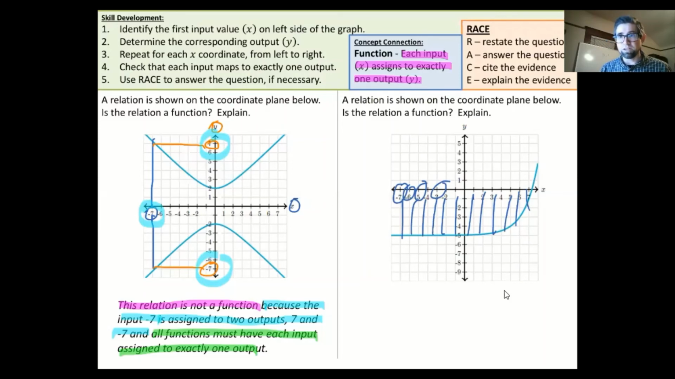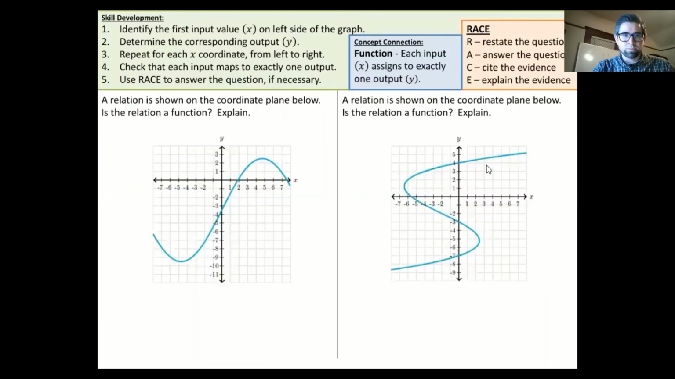All right, let's look at another example. Here is our next example. The question says a relation is shown on the coordinate plane below. Is the relation a function? Explain. Well, let's see. I've got an XY grid here. It's a little bit different than normal. The 0 is not right in the middle, but that's okay. And then I see this blue line, which is our relation. So we're tasked with determining, is that a function, and then explaining how we know it is or is not.